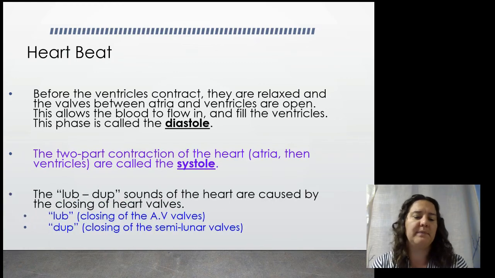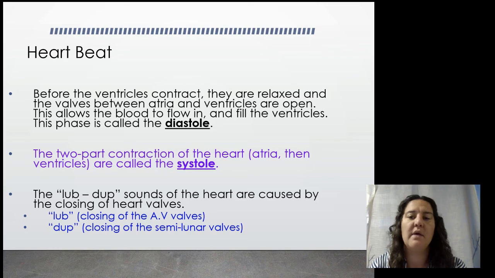So a heartbeat is the sound heard when the valves in the heart close. So before the ventricles contract, they're open and relaxed, and the valves between the atria and the ventricles are open, which allows the blood to flow from the atria to the ventricles. This phase of our heartbeat is called the diastole because our ventricles are relaxed.